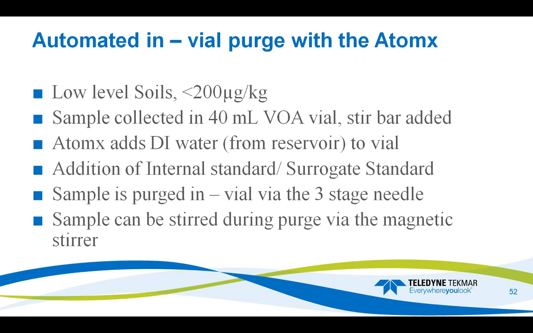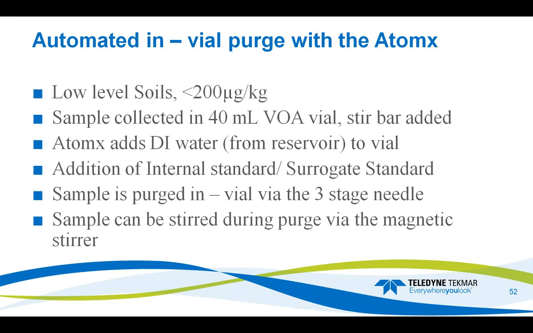However, with the Atomx, we can do our purging in vial. So again, for low-level soils, anything less than 200 micrograms per kilogram, we collect our soil sample, our 5 grams of soil, into a 40 mL VOA vial, add the stir bar at the time of collection, cap it, and now that sample is never opened from that point forward. So we don't have to risk losing any of our volatiles that may have escaped to our headspace by opening it to add water, or opening it to add internal standards and surrogates.